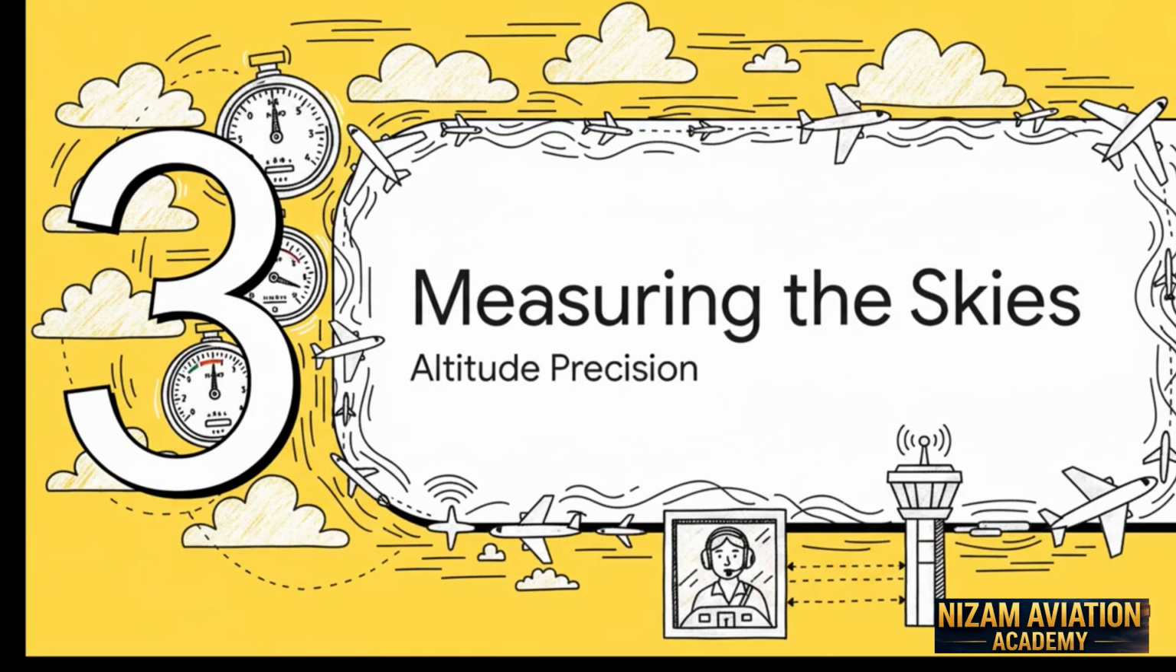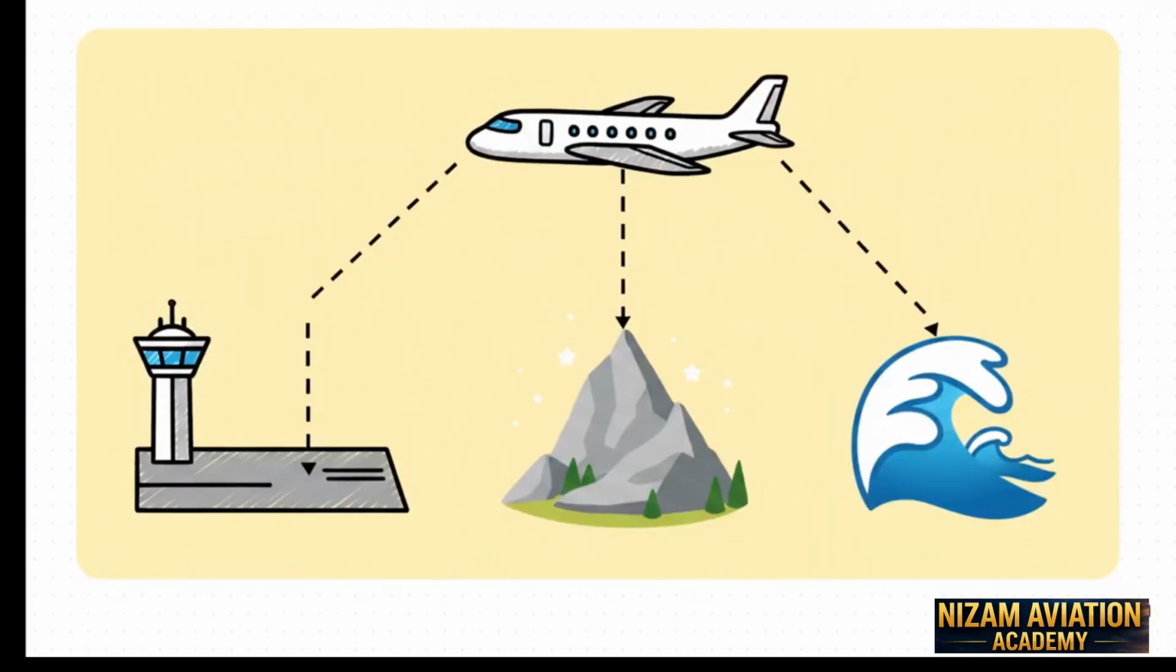Which brings us perfectly into Section 3, measuring the skies. This is our first real thematic cluster, and we're going to look at the incredibly precise and honestly quite varied ways that pilots and controllers talk about altitude. Because if you ask a pilot, hey, how high up are we? The answer is actually entirely relative. There are 3 distinct codes just for altitude.